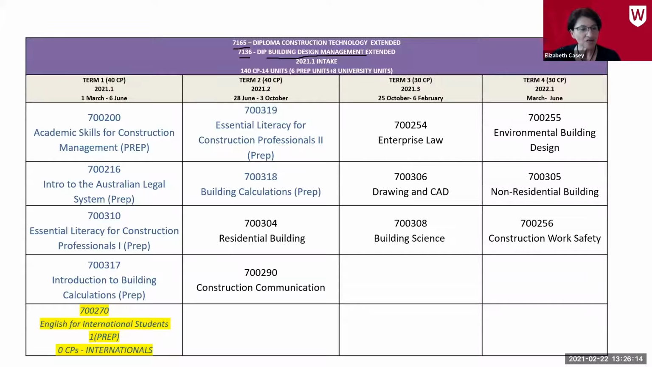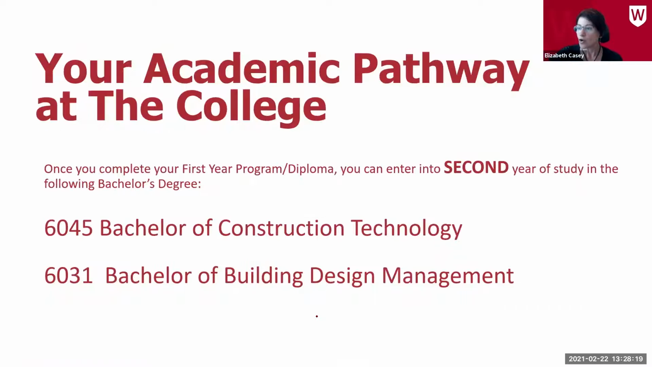Okay, so don't worry, I'm going to give you a chance to talk to each other soon. All right, so as I've already mentioned, what are you here for? You're on a pathway to 6045, the Bachelor of Construction Technology. So that's everybody either in that course, or you're on a pathway to 6031, Bachelor of Building Design Management. And when you finish with us, you will be going into your second year of study.